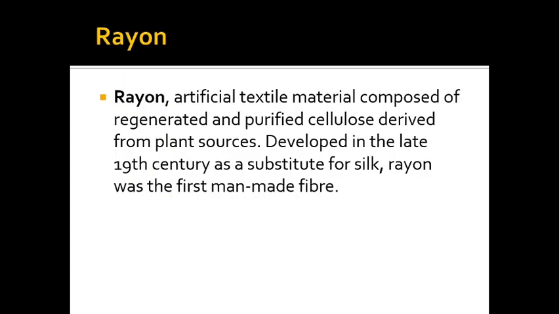Rayon is nothing but an artificial textile material composed of regenerated and purified cellulose derived from plant sources. Developed in the late 19th century as a substitute for silk, rayon was the first man-made fiber.